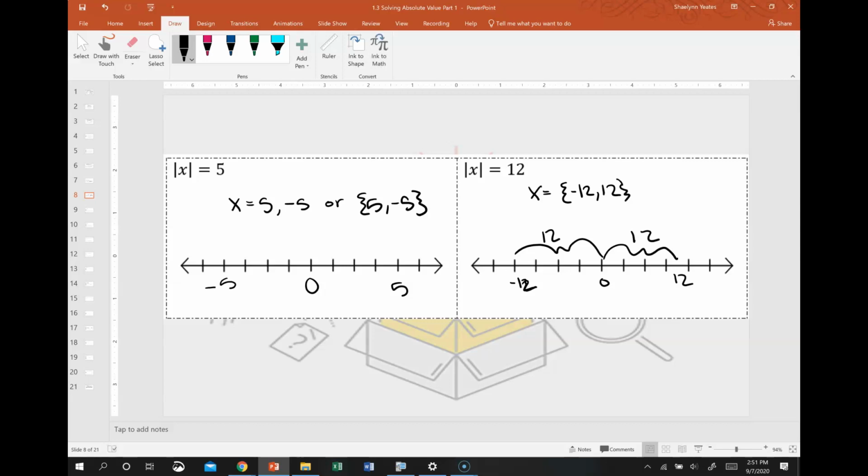Now don't be like me and write them absolutely in the wrong order. Please actually try to write it as negative 5, 5. Write it in numerical order. It's just better that way.